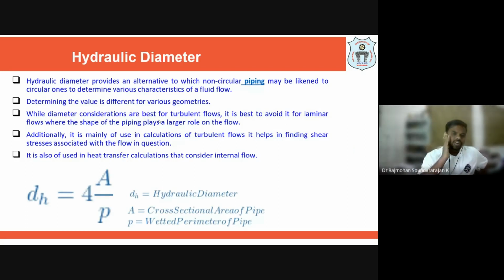So there we introduce a term called hydraulic radius or hydraulic mean radius, an alternative to which a non-circular pipeline may be likened, and we can make use of that equivalent diameter in the Darcy equation. How is this hydraulic diameter defined? It is 4 times the cross-section area divided by the wetted perimeter. Whatever the shape, we take the cross-section area. For rectangular, it is length into breadth. What is the wetted perimeter? 2 times length plus 2 times breadth, so it is 2 into L plus B, right? Like that, for rectangular, we can easily get the hydraulic diameter, and that diameter can be used in the Darcy equation.